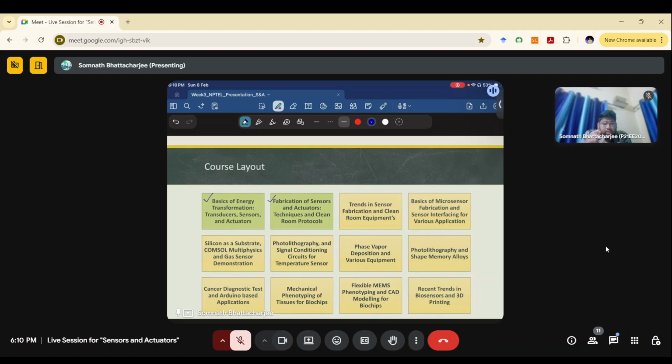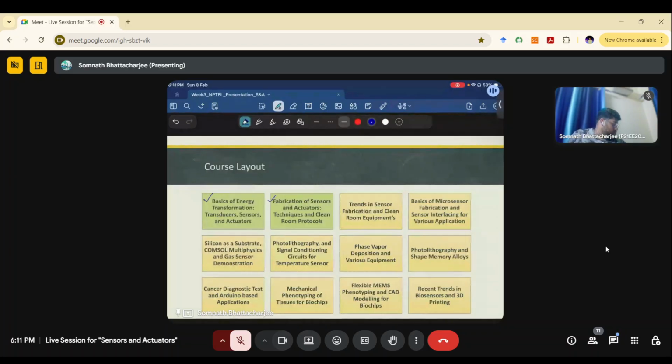Finally, you should be able to handle these things. If you want to fabricate your own sensor that you have designed, you can go inside a clean room where you will have access, and you will get the basic idea of how to enter a clean room and maintain the protocols. You will know all these fabrication techniques and how to choose which one is perfect for you.